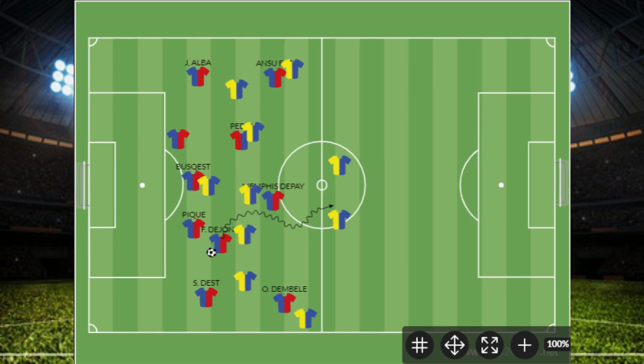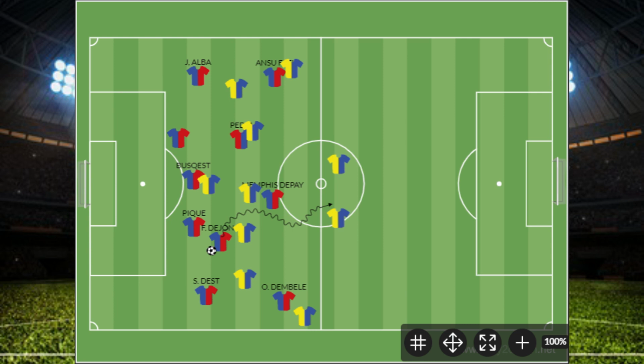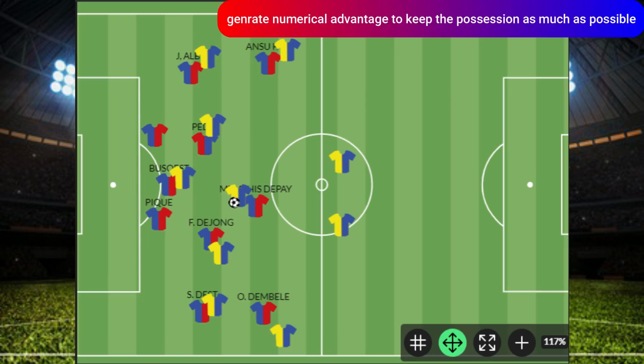And in this system, the role of Frankie de Jong is going to be really important, because it's time that Frankie has to take the responsibility. He has to drop deep and be that ball progressor and break the midfield lines of the opposition. And another main prospect of Xavi's system is to create numerical superiority, and for that we would use Memphis, who can drop deep to build up play.